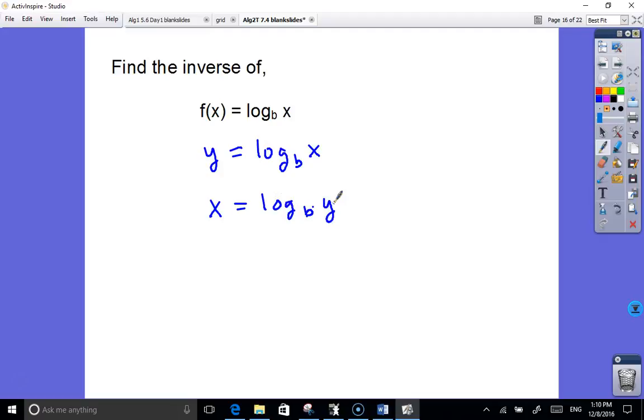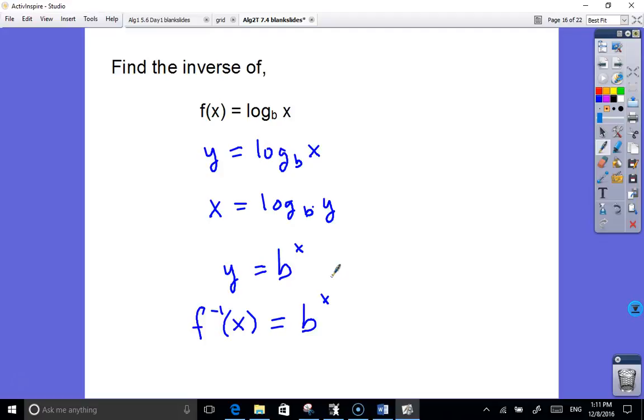Solve for y, right? But the y is inside this logarithm function, and I can't just divide both sides by log. So instead, let's convert that to an exponential. What would be the base of the exponential? b. Okay, what would be the exponent? y. And so what does all that equal? x. So by converting it to an exponential, we did solve for y. That accomplished the trick. So actually f inverse of x equals b to the x.